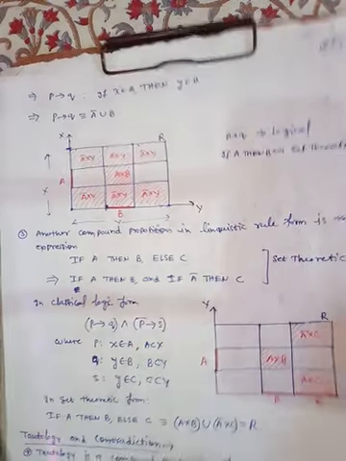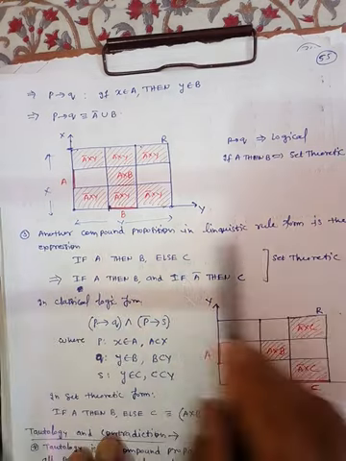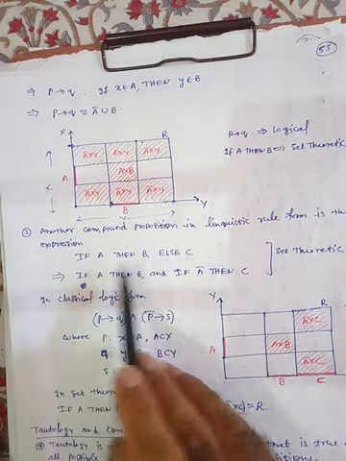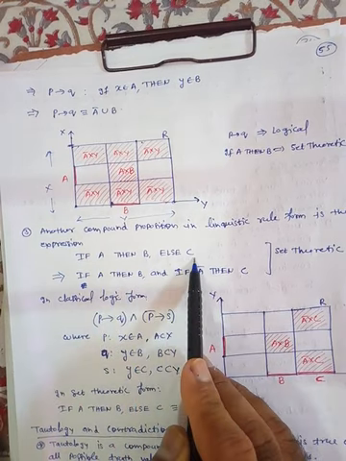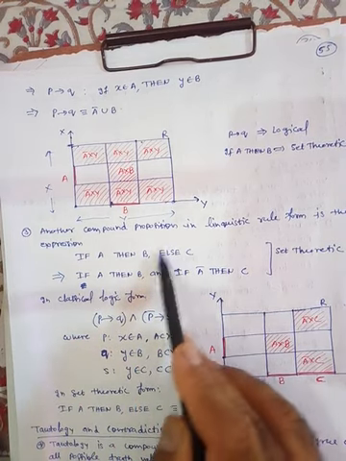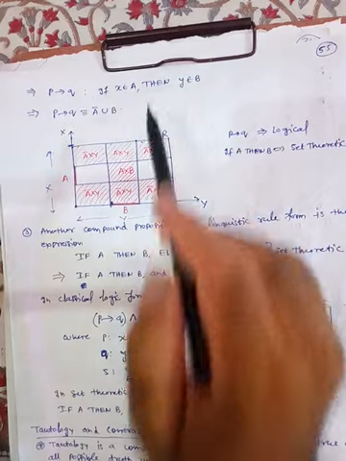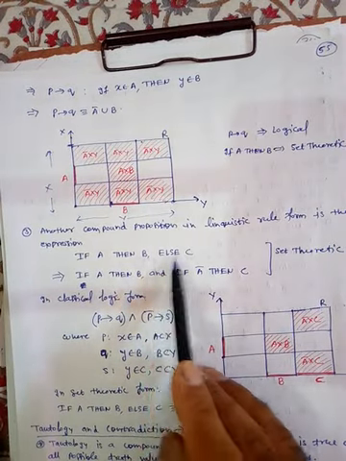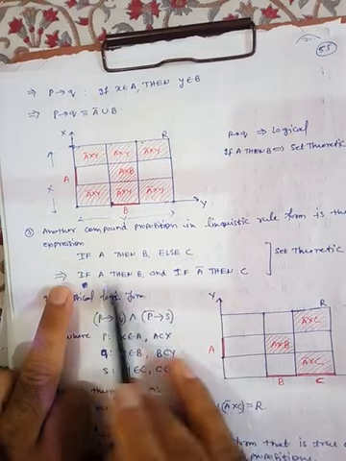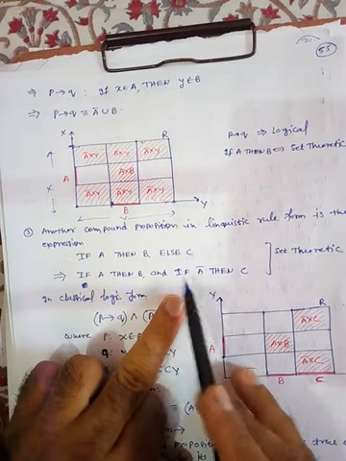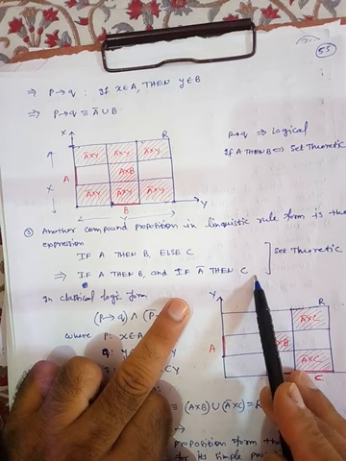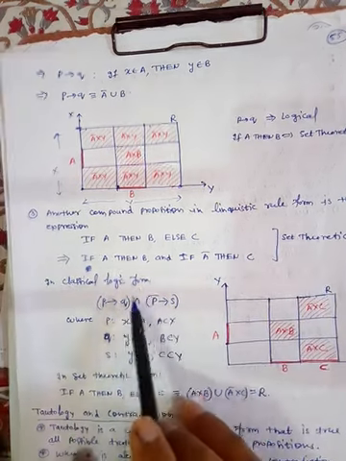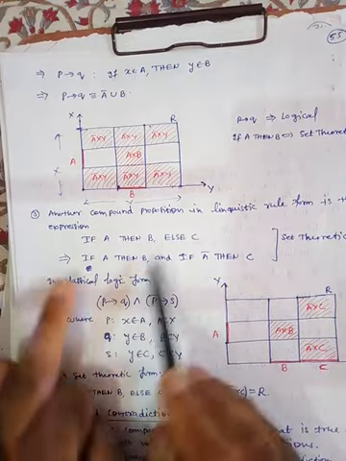Now another compound proposition is in linguistic rule form: if A then B else C. So now we have an else part. Before that we didn't have any else part. If A then B, and if A bar, that means if A is not true, then C. So this is the set theoretic form.